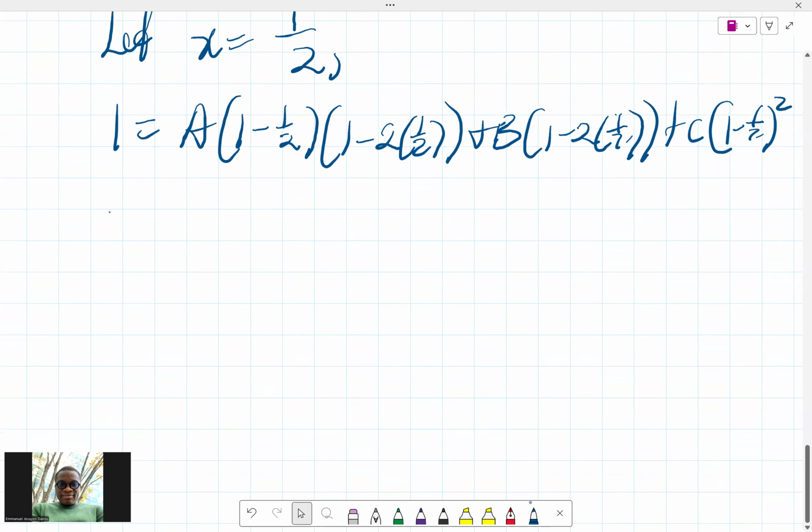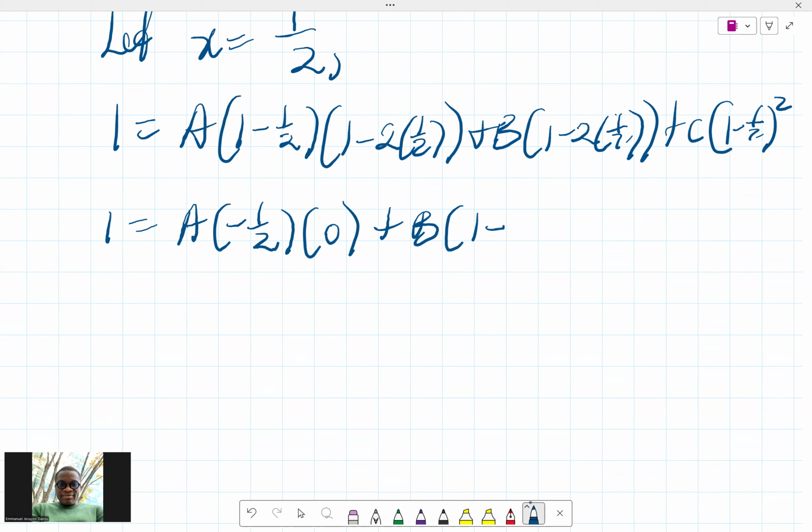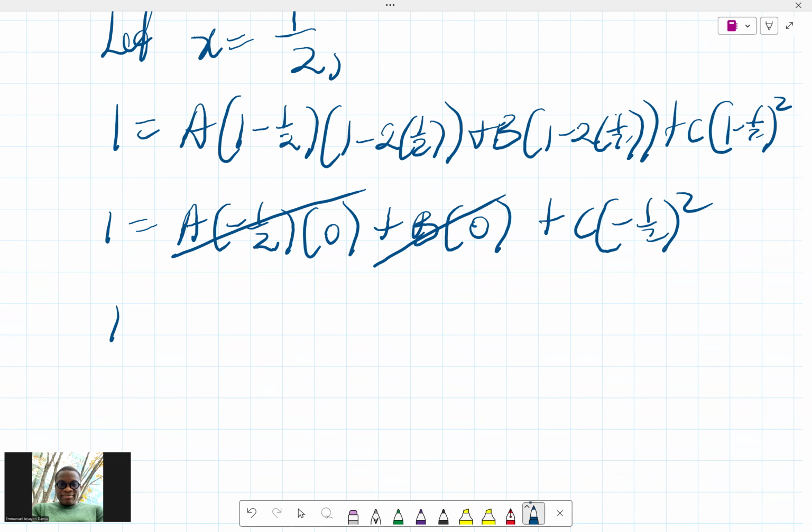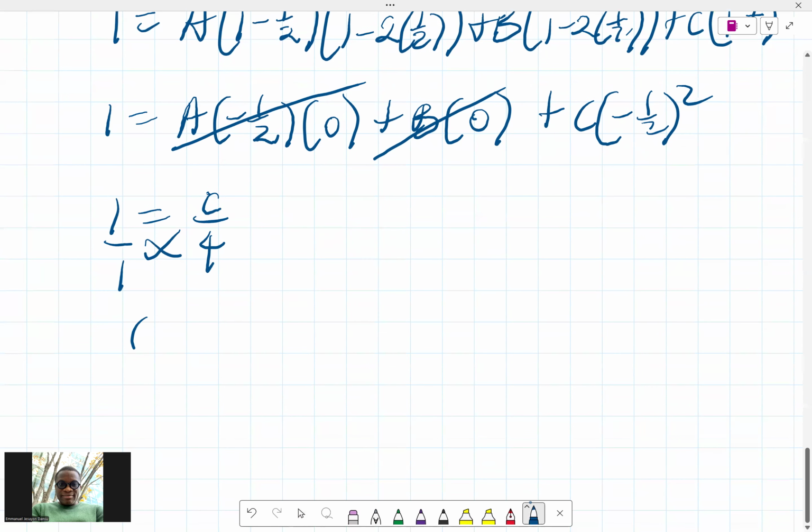Okay, so let's tidy things up. So you have 1 equals a into minus half here into 2 times half is 1. 1 minus 1 is 0 plus b into 1 minus 2 times half, which is also 1. 1 minus 1 is also 0 plus c into minus half all squared. So this just cancels out because of the zeros. So you have 1 equals minus half raised to power 2 is 1 over 4 c. So that is c over 4. Okay, so if you cross multiply, c is simply 4.